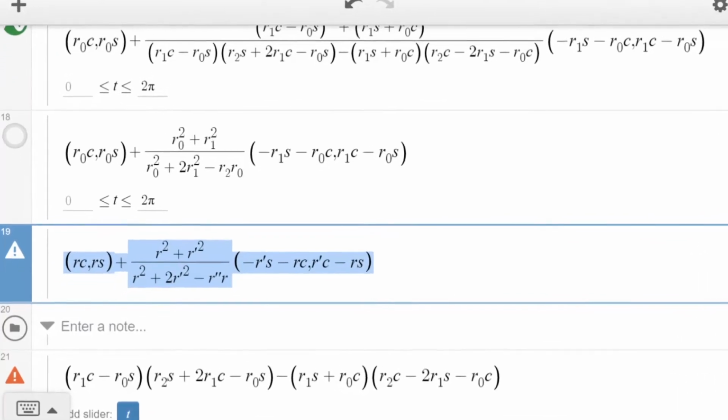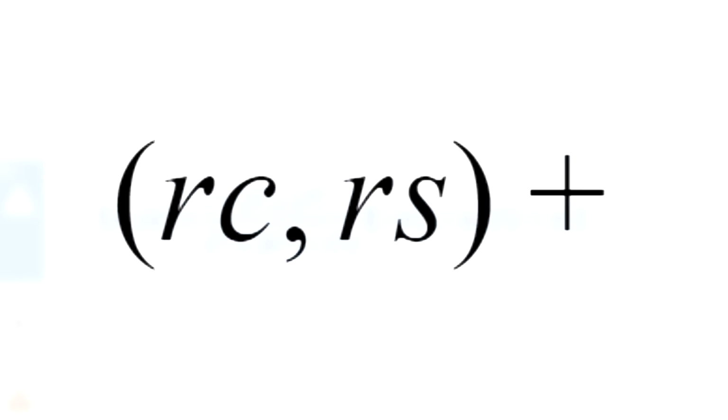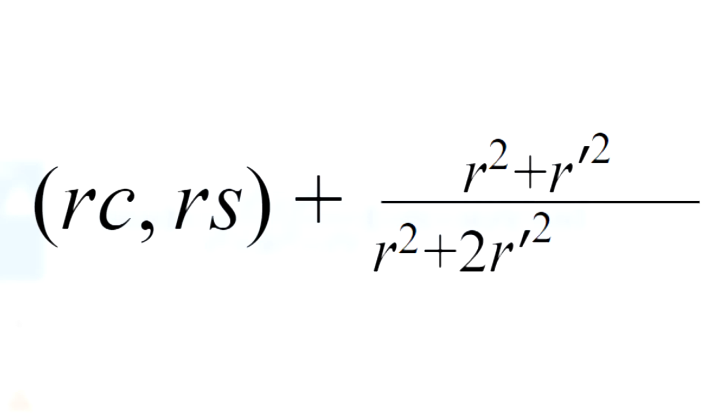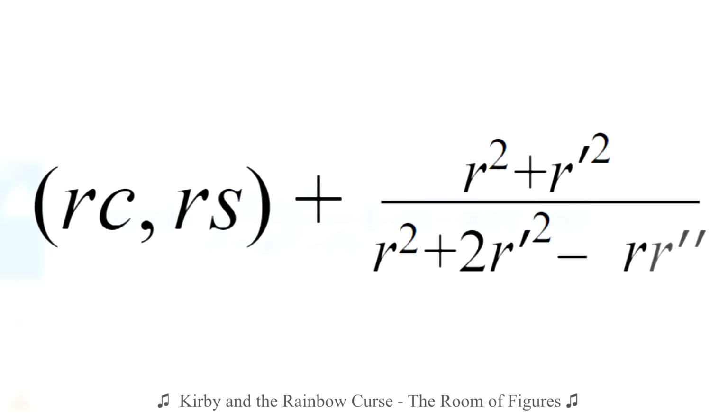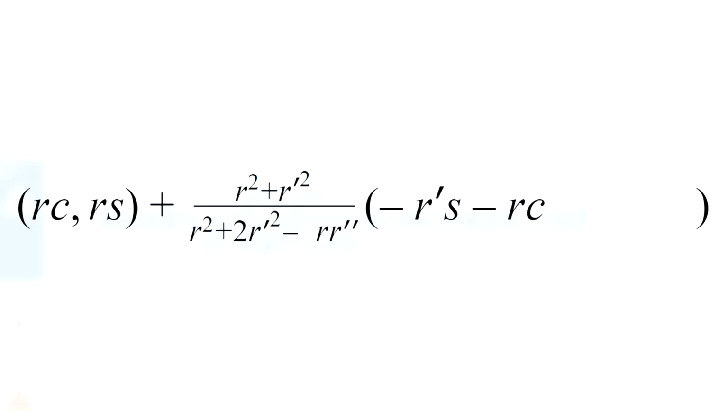Ultimately, we will end up with the evolute parameter of (RC plus (R squared plus R prime squared) all over (R squared plus 2R prime squared minus R double prime)) times the coordinate (negative R prime S minus RC, comma R prime C minus RS).